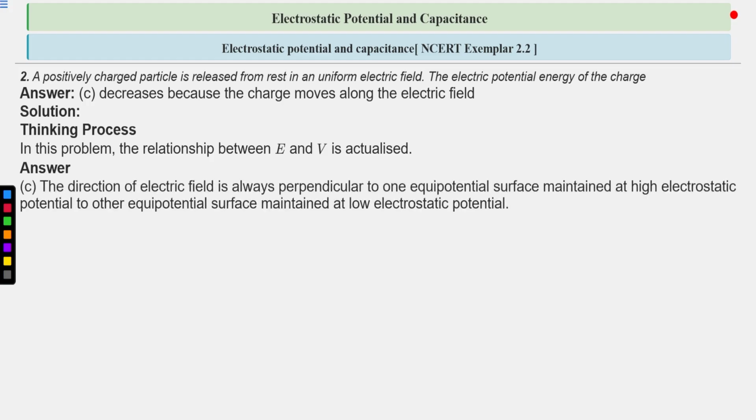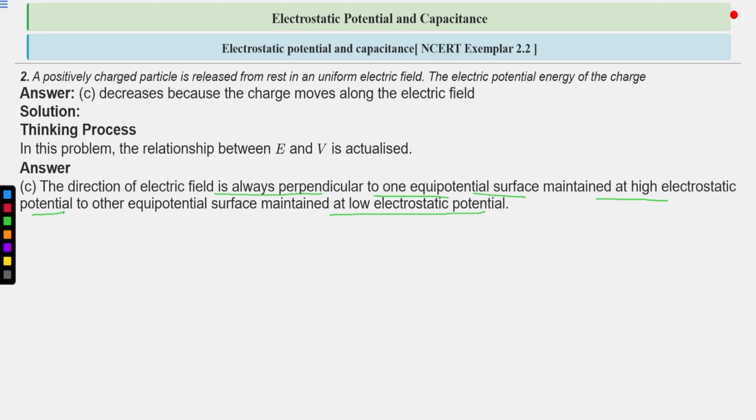So let's see the answer. The direction of the electric field is always perpendicular to one equipotential surface maintained at high electrostatic potential to the other equipotential surface maintained at low electrostatic potential. So what is the direction of the electric field? It is always perpendicular to the equipotential surface maintained at high electrostatic potential to the equipotential surface maintained at low electrostatic potential.